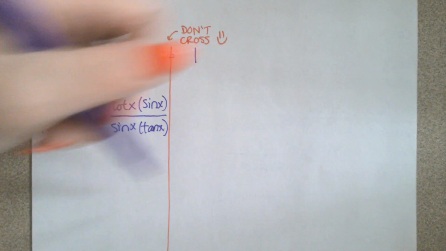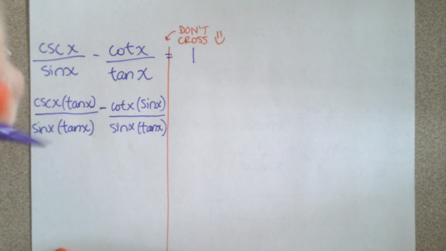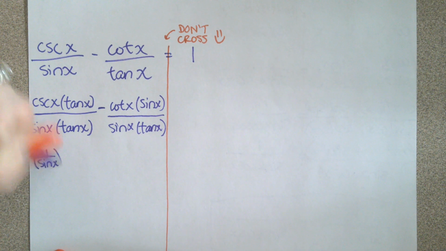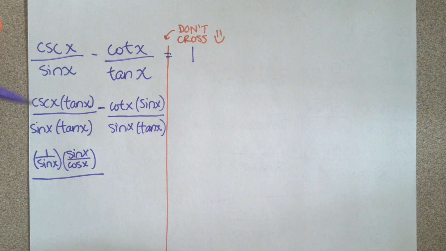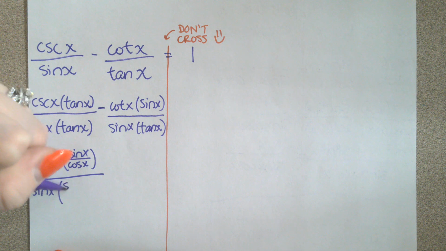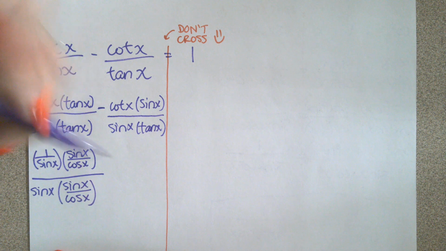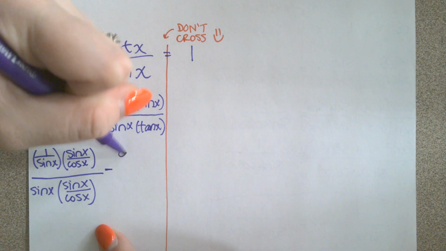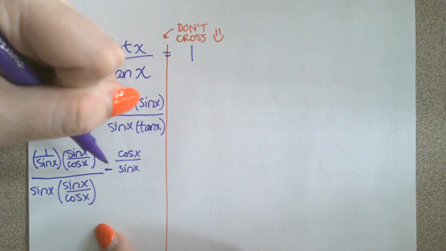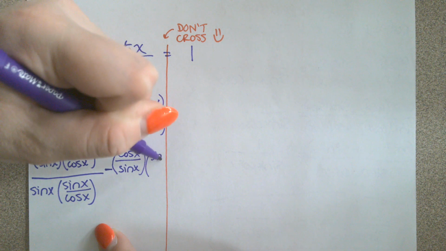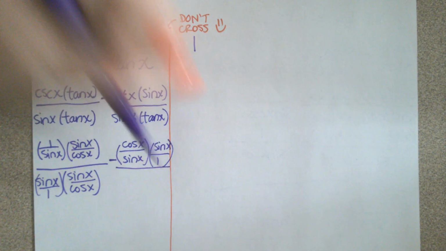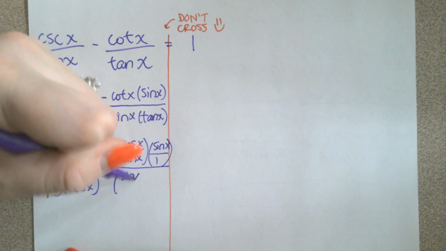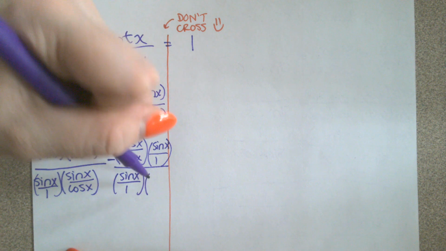All right, I'm going to rewrite everything in terms of sine and cosine to make this easier. Cosecant is 1 over sine of x. Tangent is sine over cosine. And then sine times sine over cosine, minus cotangent is cosine over sine times sine, and I'm going to put that over 1. Let me actually do that down here as well. Over, and then the denominator will obviously be the same. Sine of x over 1 times sine over cosine.